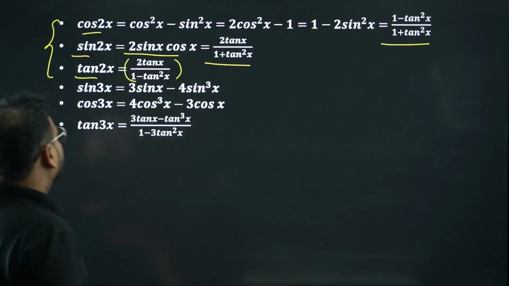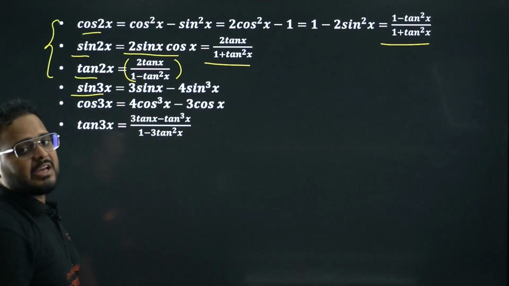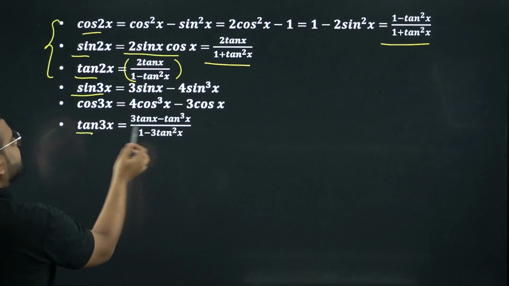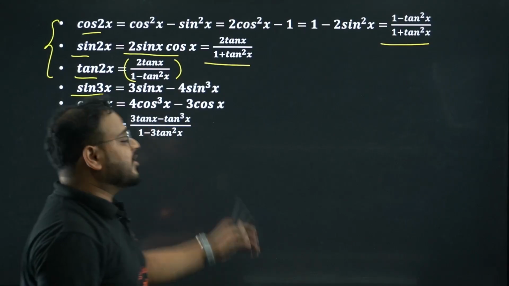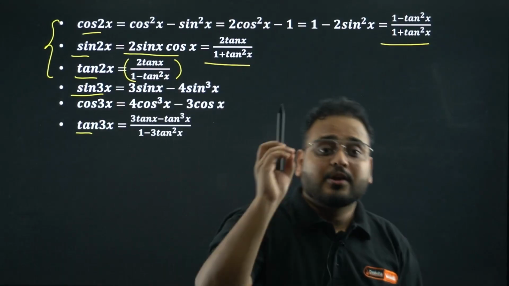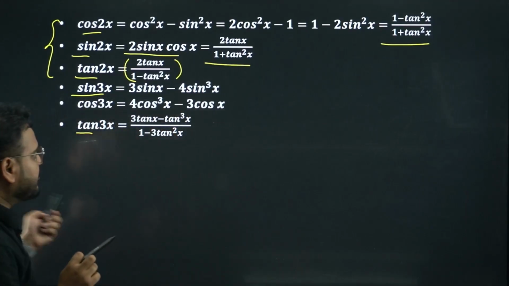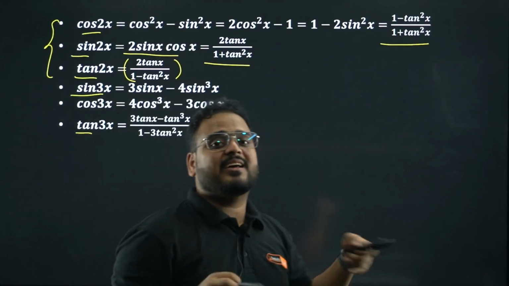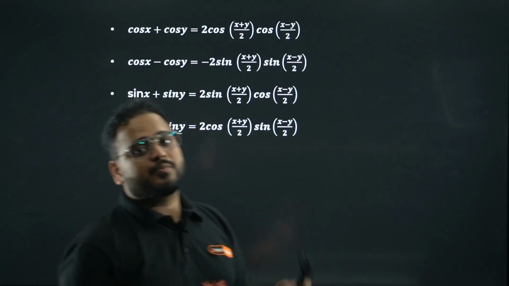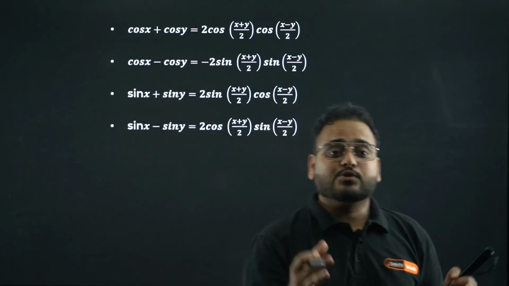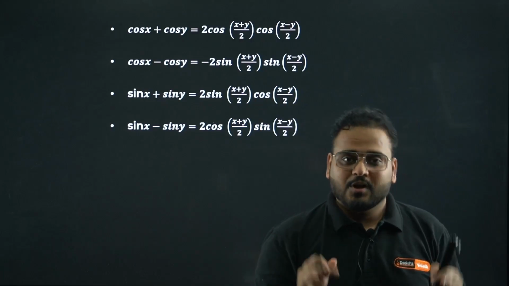Sin 3x is there, 3 sin x minus 4 sin cube x. Cos 3x is there, 4 cos cube x minus 3 cos x. And tan 3x is 3 tan x minus tan cube x upon 1 minus 3 tan square x. I know you know these formulas, but you have to revise them again. Very important, because questions will not come directly on these formulas, but application is there in differentiation and integration. So please remember, when you're dealing with substitutions, these formulas become very, very useful. You will do that, right?